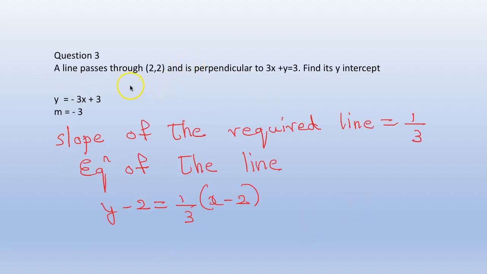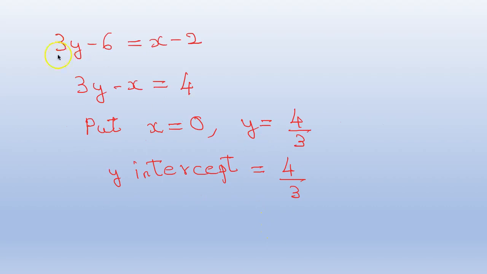Question 3. A line passes through 2, 2 and it is perpendicular to 3x plus y equal to 3. Find its y-intercept. Y equal to minus 3x plus 3, so slope is minus 3. So slope of the required line is 1 by 3. So equation of the line will be y minus 2 equal to 1 by 3 into x minus 2. Cross multiplying you get 3y minus 6 equal to x minus 2 or 3y minus x equal to 4.